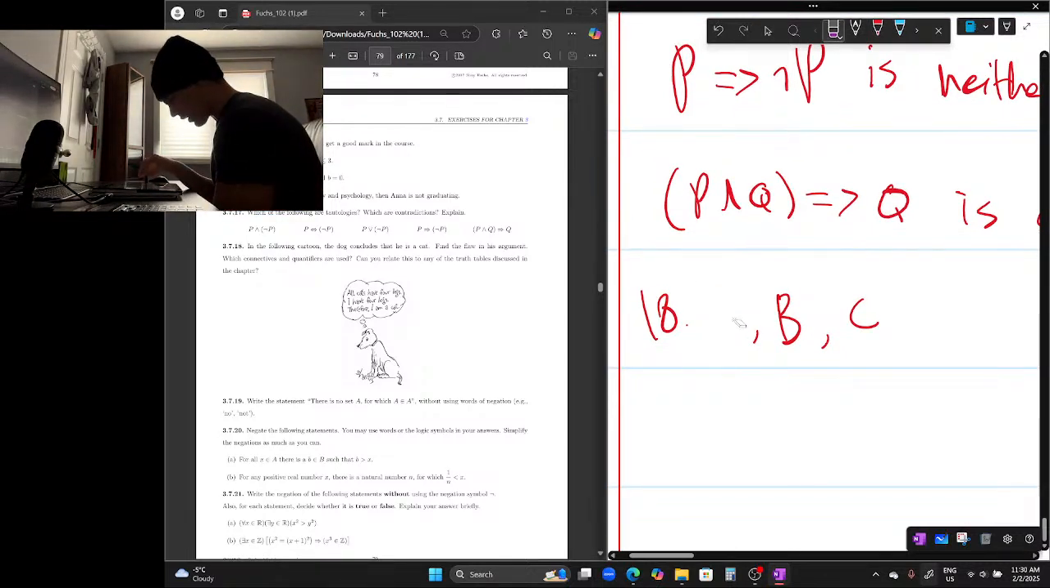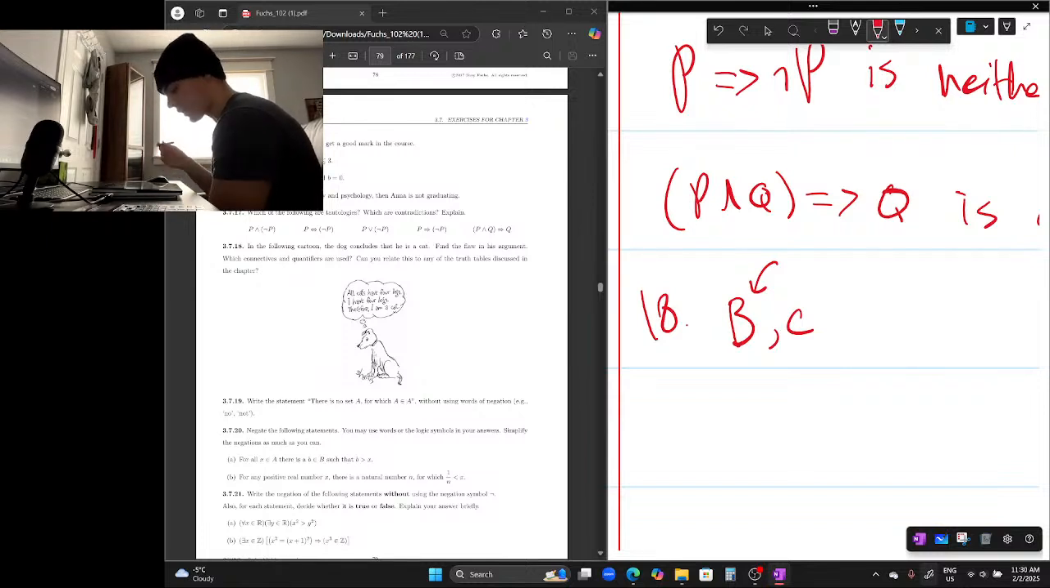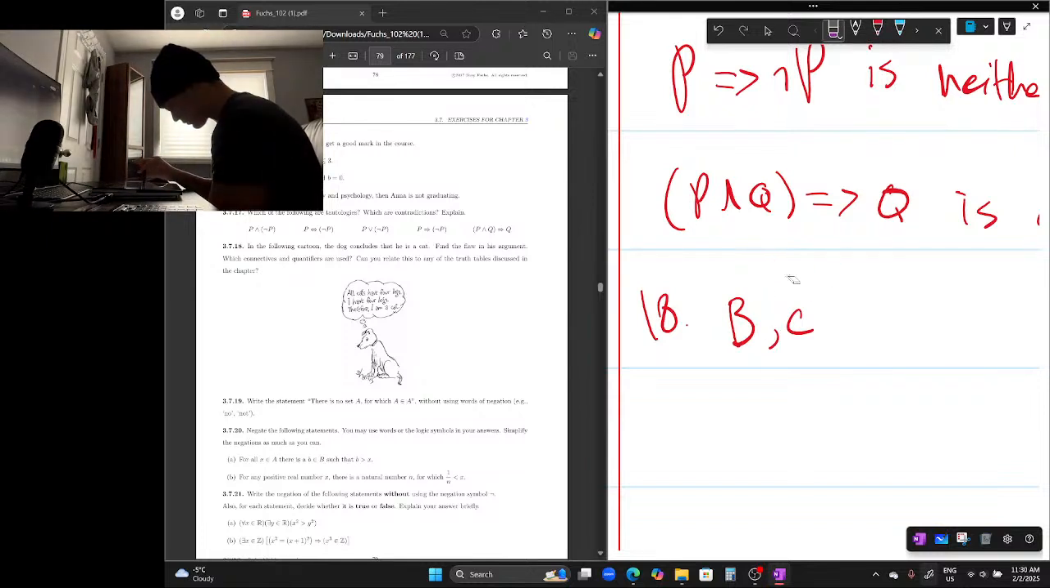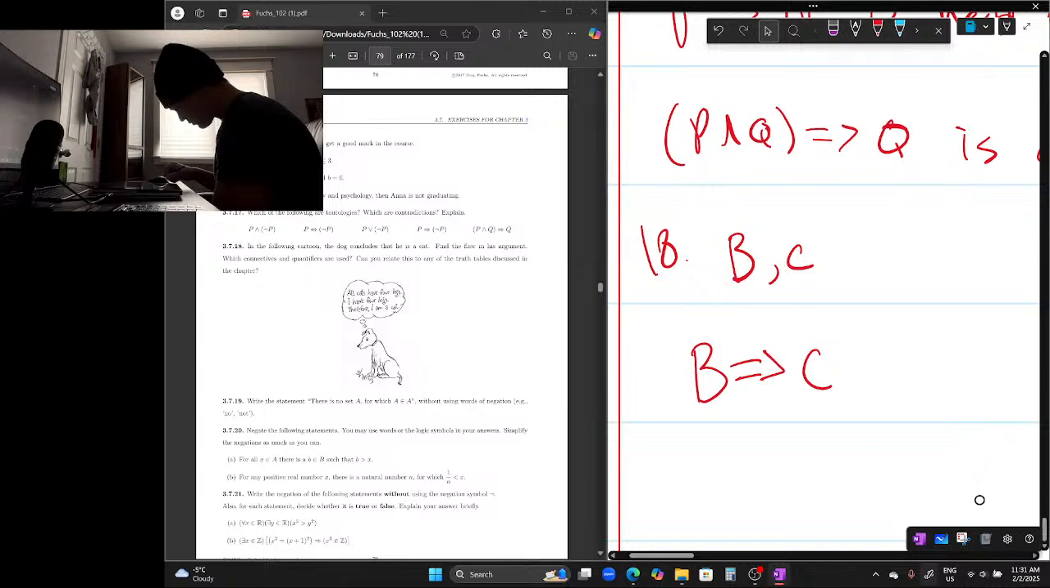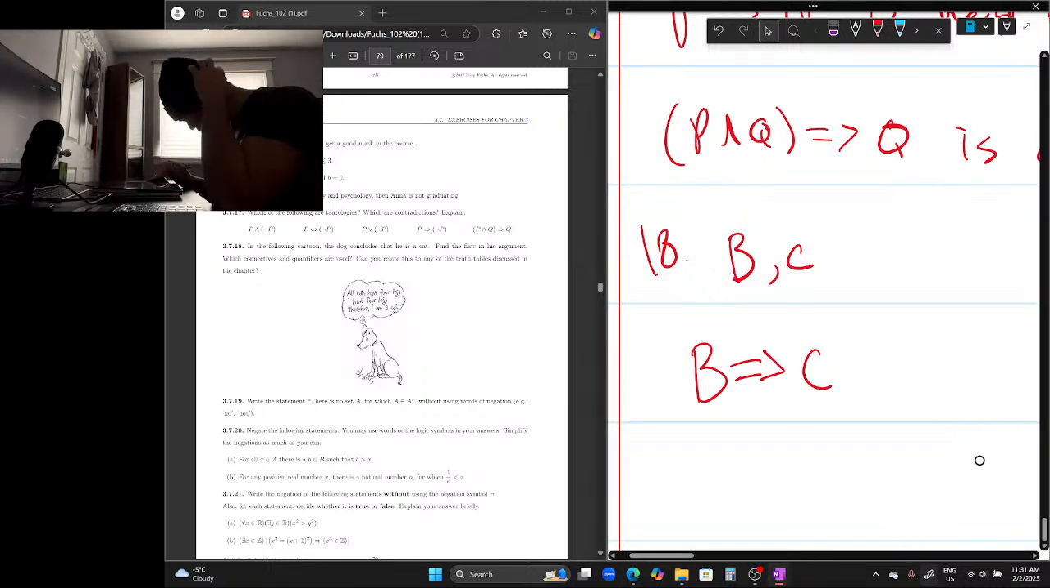Or I guess we don't need to write A because A is always true. So let's just write B and C, with B being yourself has 4 legs and C being you are a cat. So this would be B, if you have 4 legs, implies that C is true, which is not true.